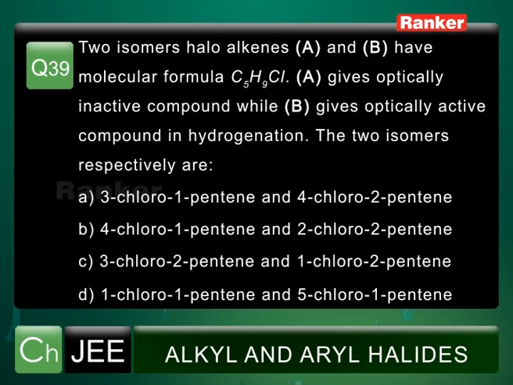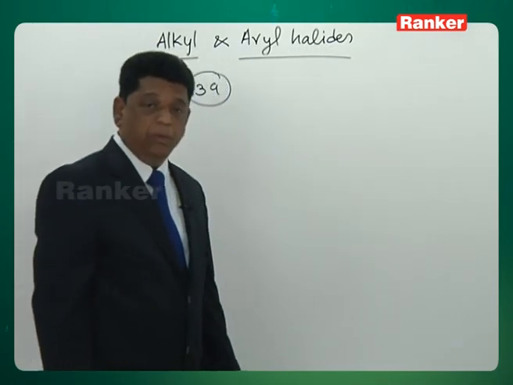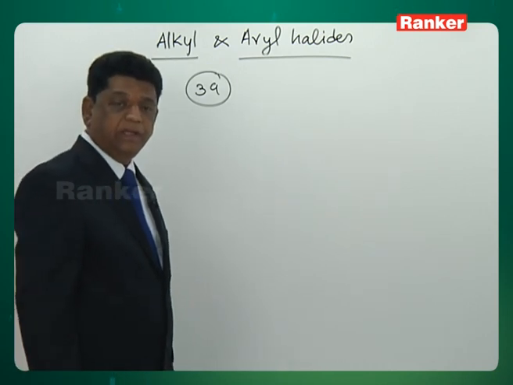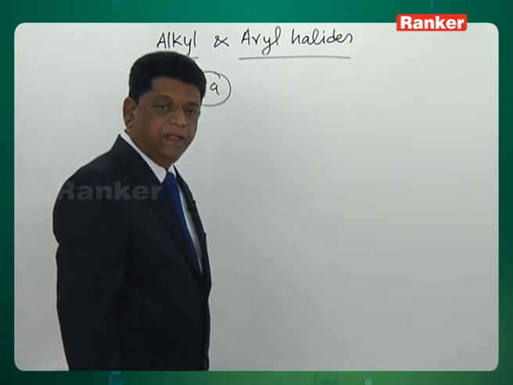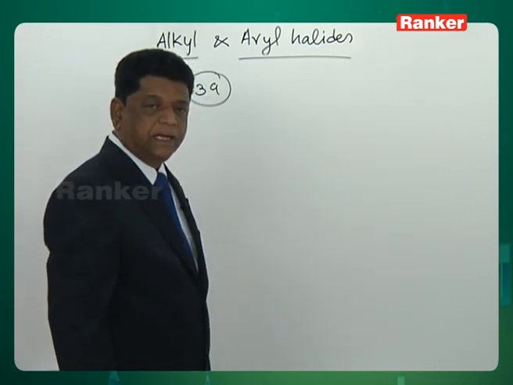The question is, two isomers of haloalkenes A and B have molecular formula C5H9Cl. So A and B have the same molecular formula, that is, they are isomers. A gives an optically inactive compound while B gives an optically active compound in the hydrogenation reaction. The two isomers respectively are... When halogen is removed in the reduction process, both the compounds are converted into their respective reduced forms. Let us see what the criterion is here.